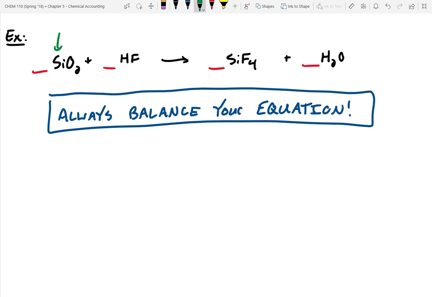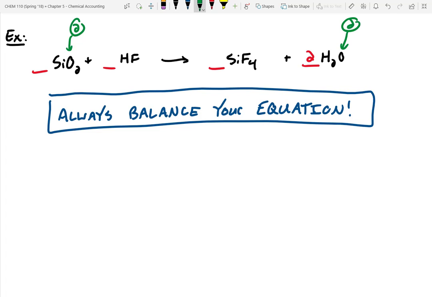Right here I have 1 silicon on the left-hand side, 1 silicon on the right-hand side. Our silicons are balanced. Seems easy enough. All right, and then I would move over and I'd say, all right, I've got 2 oxygens right here, but I only have 1 oxygen on the right-hand side. Quick, simple fix to that, let's multiply water by 2. So now I've got 2 oxygens on the left-hand side, 2 oxygens on the right-hand side. We've balanced that. All right, so silicon's balanced, oxygen's balanced.